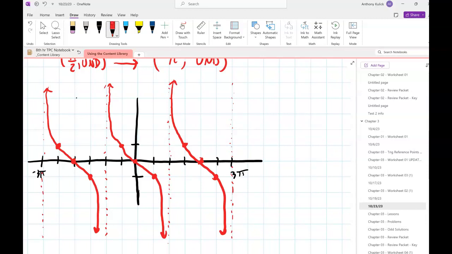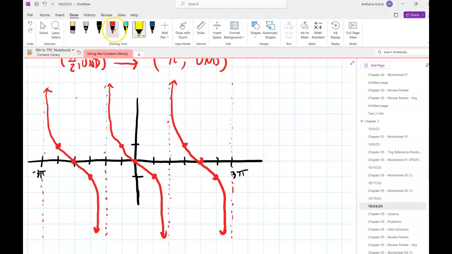Now, notice something about this graph. Does this have an amplitude? No, why not? There's no extrema because we have arrows going up and down to positive and negative infinity. So there's no amplitude on a graph like this.